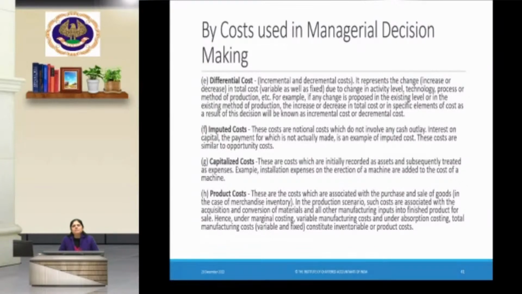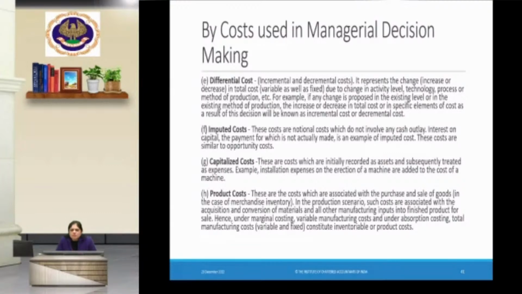Capitalized cost means, let us say I have bought a machinery and I have paid on installation of machinery, or I have paid on commissioning of machinery. Anything at the time of purchase, that installation expense has to be added to machinery. If you know financial accounting, we capitalize the installation expense of machinery to machinery account. So capitalized cost means costs which otherwise are revenue expense, but initially they are capitalized or added to the main cost. After that, they are treated as a revenue cost only.